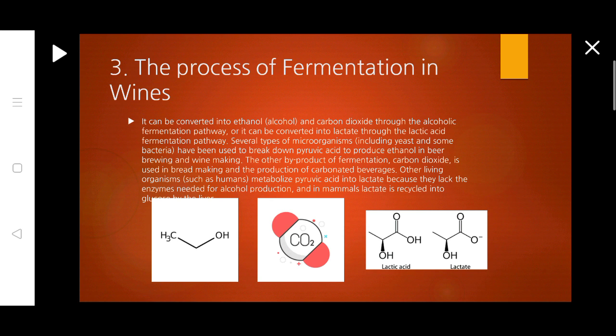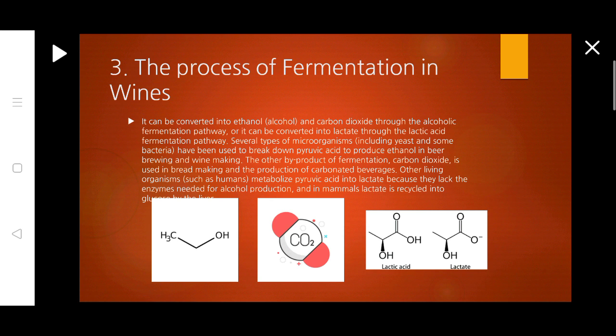It can now be converted into ethanol, or alcohol, and carbon dioxide through the alcoholic fermentation pathway, or it can be converted into lactate through the lactic acid fermentation pathway. Several types of microorganisms, including yeast and some bacteria, have been used to break down pyruvic acid to produce ethanol in beer brewing and wine making. The other byproduct of fermentation, carbon dioxide, is used in bread making and the production of carbonated beverages.